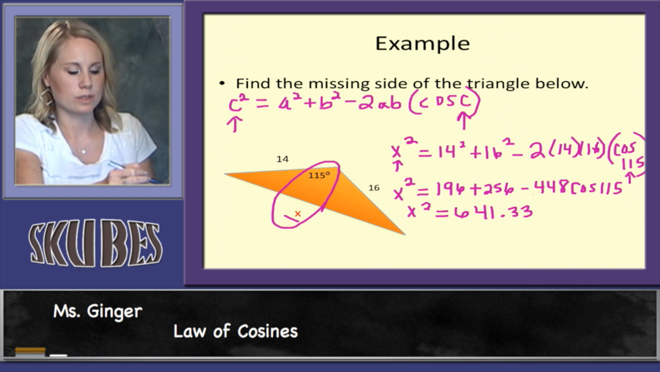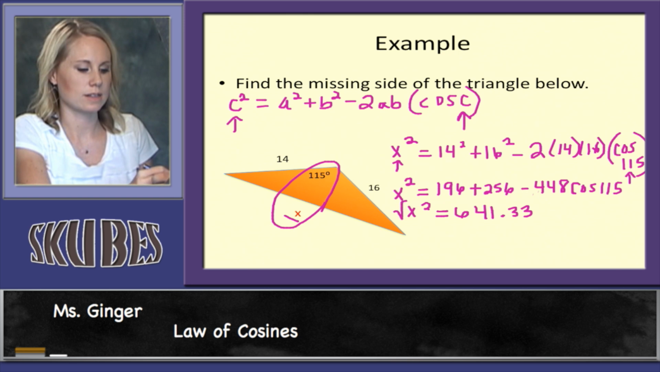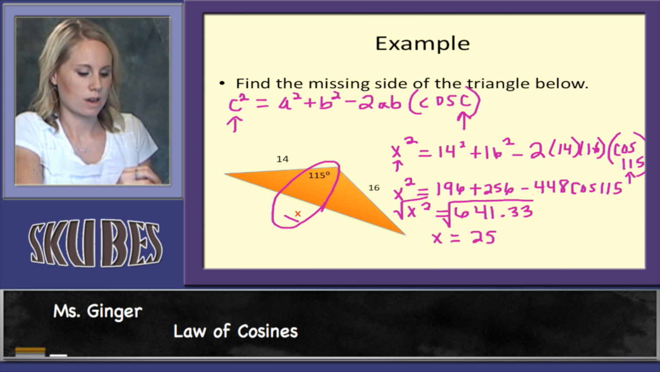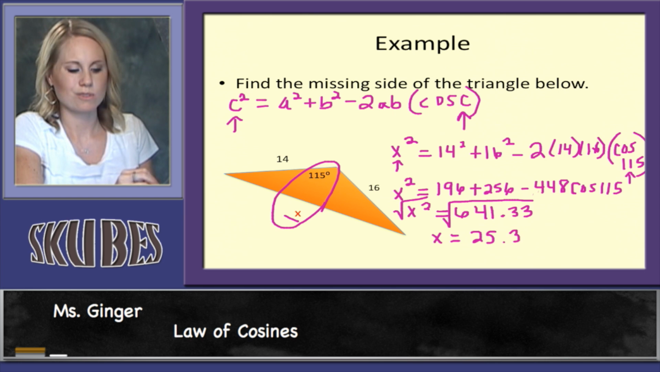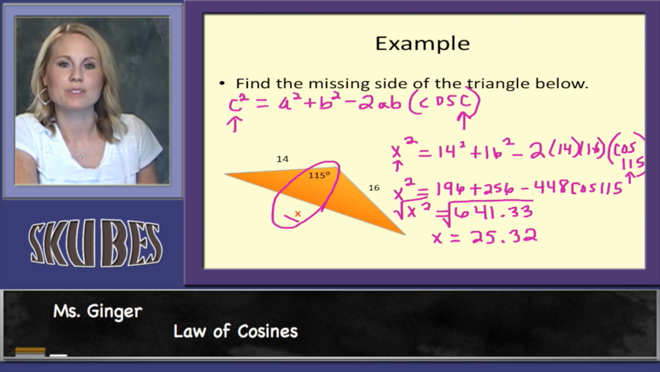Alright, I have x squared equals this number. So to truly get x by itself, isolated, I need to take the square root, the opposite of x squared, of this number and have x equals around 25.32. And yours might look a tiny bit different, just depends on how you round along the way. But that is using the law of cosines to find one of our missing sides on our triangle. Hope this was helpful, and that was our lesson on law of cosines.